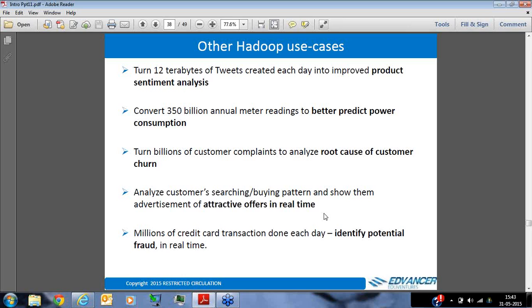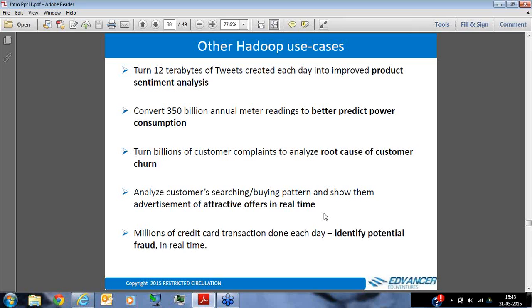A telecom company is using Hadoop to turn billions of customer complaints, or rather use billions of customer complaints to analyze the root cause of why customers are leaving its service. They want to figure out who is likely to leave their service in the future, why are they leaving, and what they can do to address the issue. Hence, they are taking a lot of data being generated from their call centers, from their feedback forms, etc. They are taking all this text data, their complaints data, and analyzing it to figure out what is the problem.